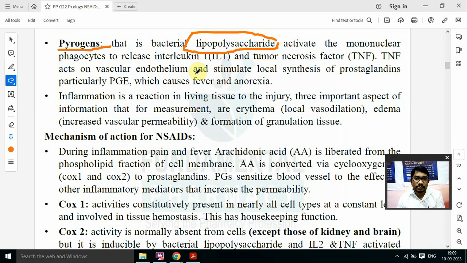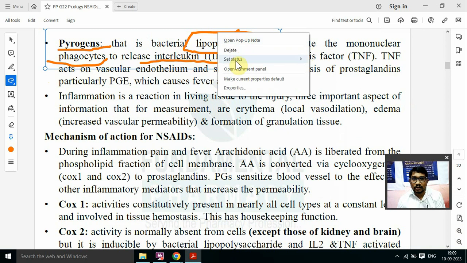So what is meant by pyrogens? These are the bacterial metabolic product. Chemically they are the lipopolysaccharide. Now they activate the mononuclear phagocytes. Phagocytic cell जो होता है उसको वो activate कर देता है. And these phagocytic cells will release this chemical interleukin 1, known as interleukin 1 or IL-1.